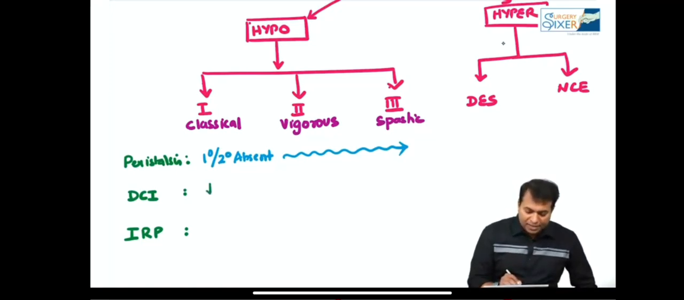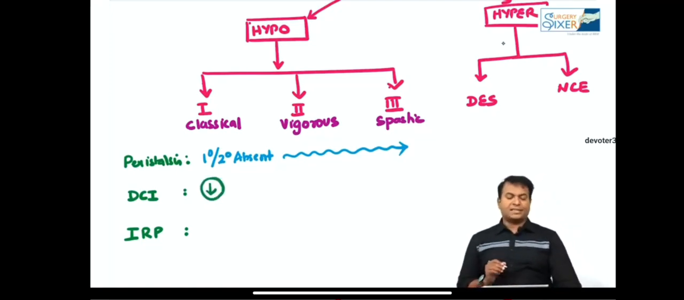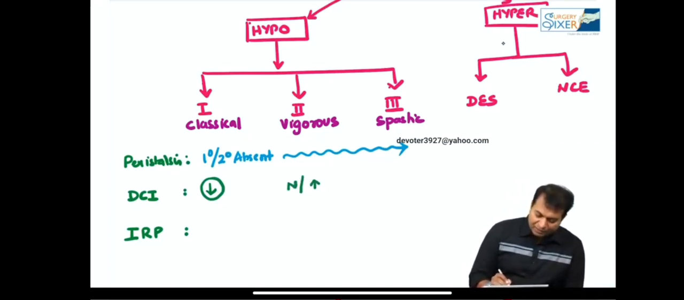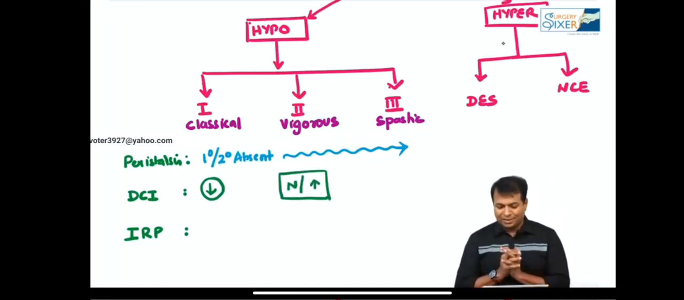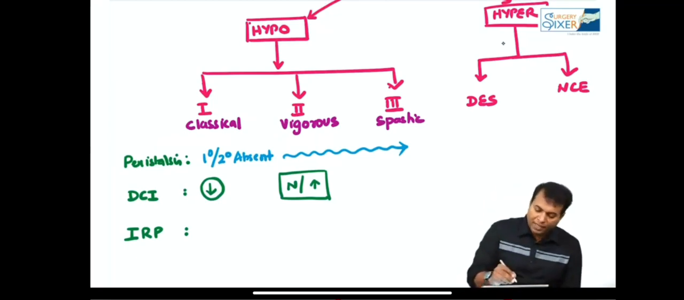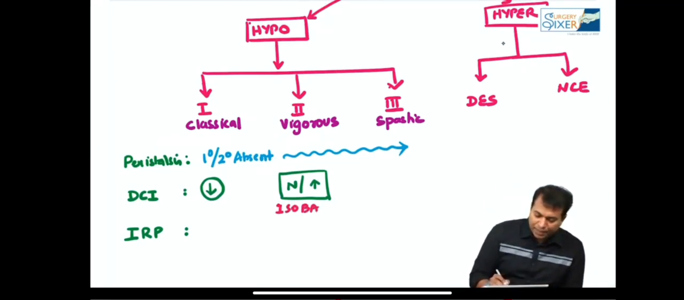DCI now. DCI is decreased in classical achalasia. It is normal or increased in vigorous achalasia. That is why it is known as vigorous. It will have high amplitude or normal amplitude, or otherwise there is an isobaric contraction.